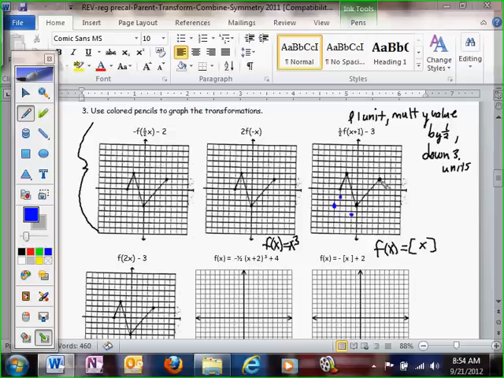And then finally my last point, left 1. The y value is 2. Multiply it by half takes me to 1. And then down 3 takes me to here. And now I just connect those dots. And that's my answer right there. My lines could be a little straighter.